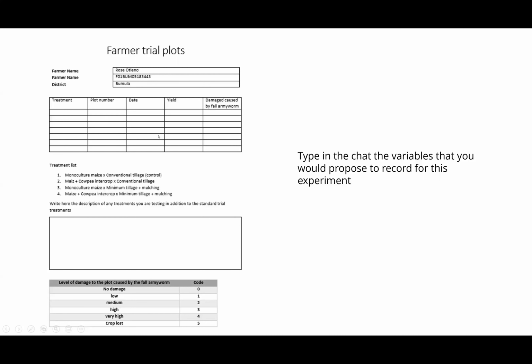And the variables that are going to be measured are very few: treatment, plot number, date, the yield, and the damage caused by the fall armyworm, with a definition of treatments by the farmer and a scale of damage given here. And that is all the data that is to be collected. A little bit shocking for those of us who grew up at the time of experiments in research stations where we measured loads of variables at different times. And it's an important contrast in the type of experiments that you run with farmers.